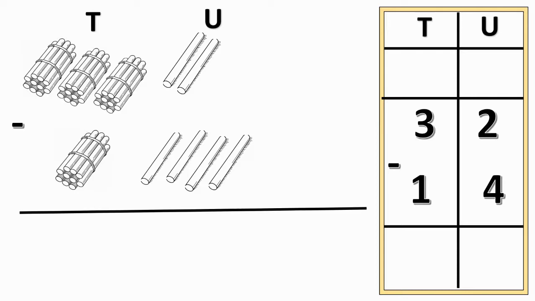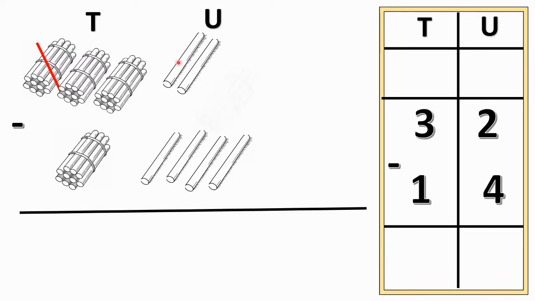First we will see the units place. Here 2 sticks are given and here 4. Can we take away 4 from 2? No. Why? Because 4 sticks are more than 2 sticks. So we borrow 1 ten. So now here how many units?